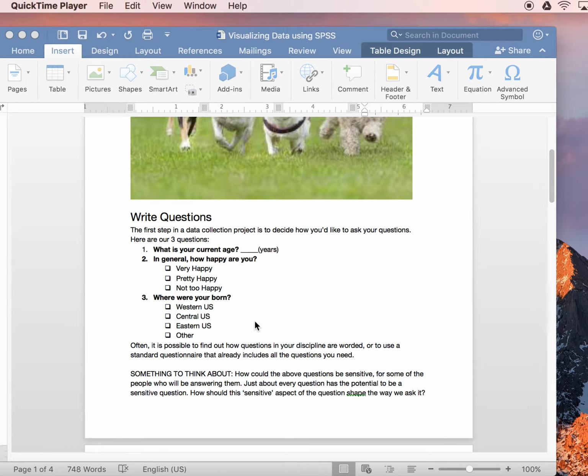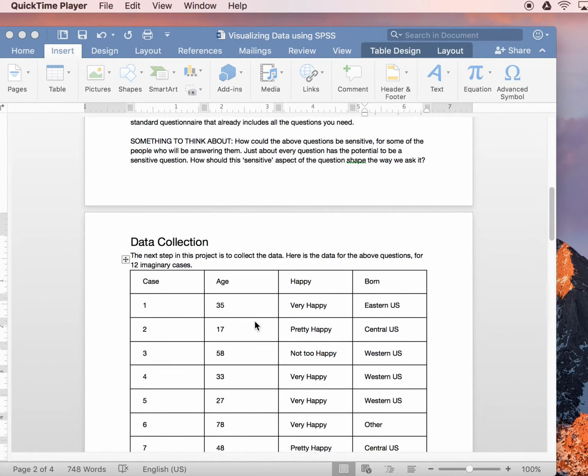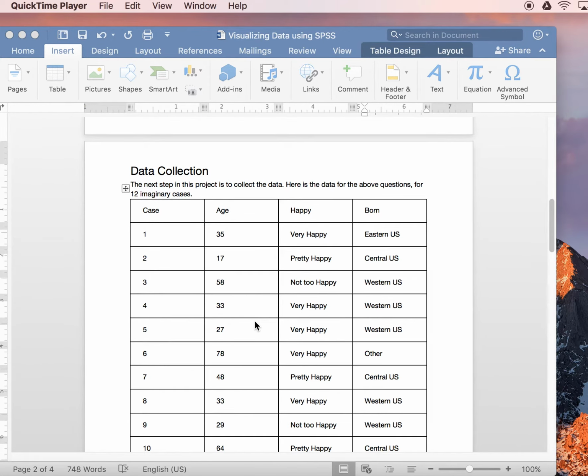So that is the super short version of writing questions. If you want to learn more about writing research questions, there are entire classes on that. And so we're just touching the tip of the iceberg here on some of these topics. The next thing after we write the questions is that we actually need to collect the data.